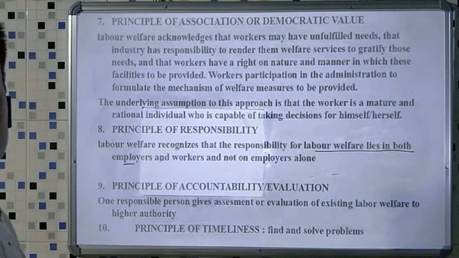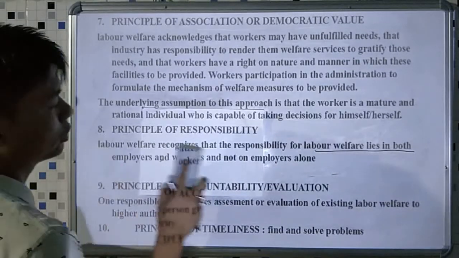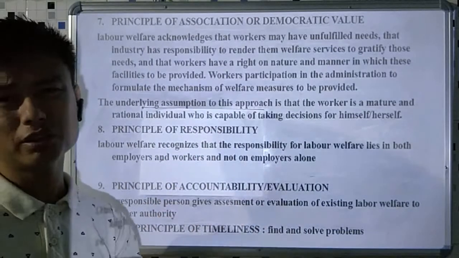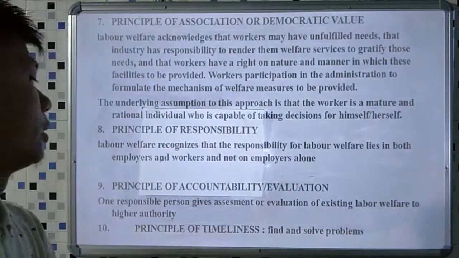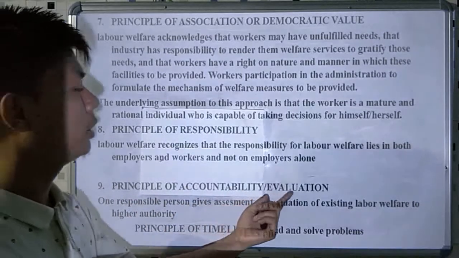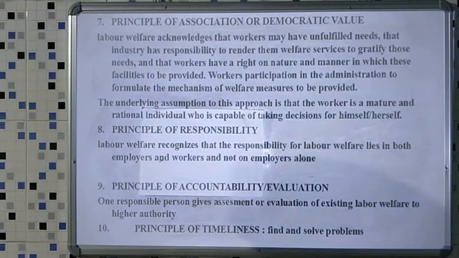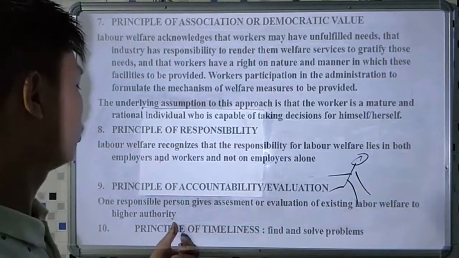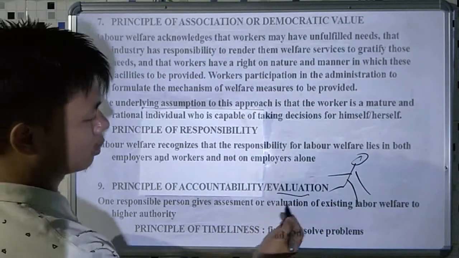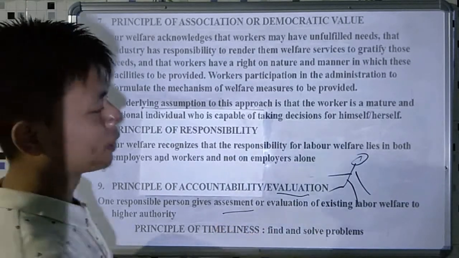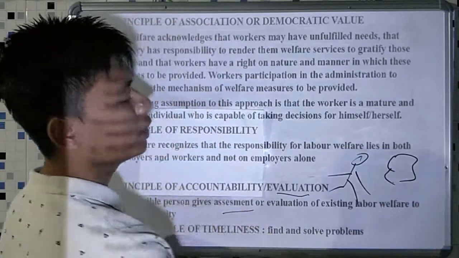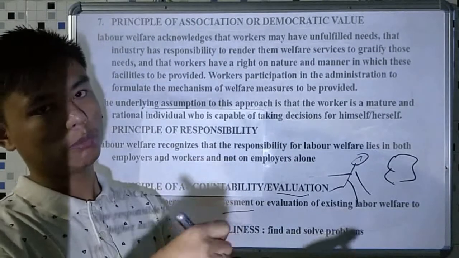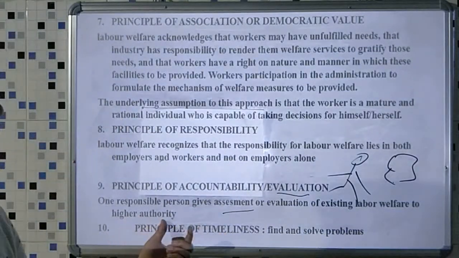Before, it was said that social responsibility is only the worker's, but responsibility, when it is just responsibility, is both employer and worker. Now, the principle of accountability and evaluation. In accountability and evaluation, there is one person. He gives assessment. Evaluation means to evaluate, to assess. He will not simply know what is there and what is not there. He will ask the worker what the problem is, and then forward it to the higher authority. Basically, try to know.